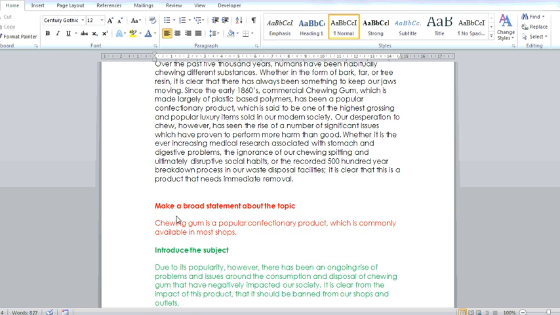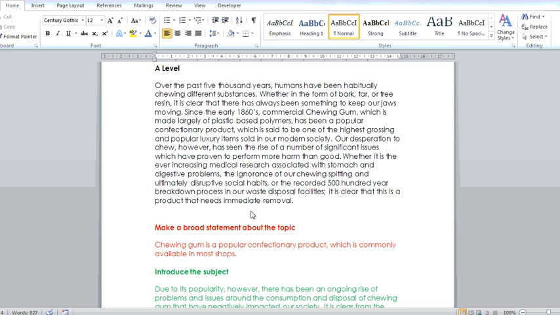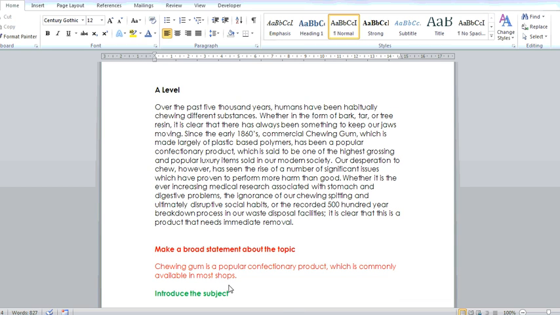When we look at the first step, make a broad statement about the topic. You remember that to get a C, all we had to do was write, chewing gum is a big deal. To get a B, we had to expand on that. We had to be a bit more formal, use some more sophisticated language, and also show a bit more information about it. In this case, not just that it's a big deal, but it's actually a confectionery product which is available in most shops. If I look at my A level, you're going to see the exact same approach, however the detail is significantly more noticeable.